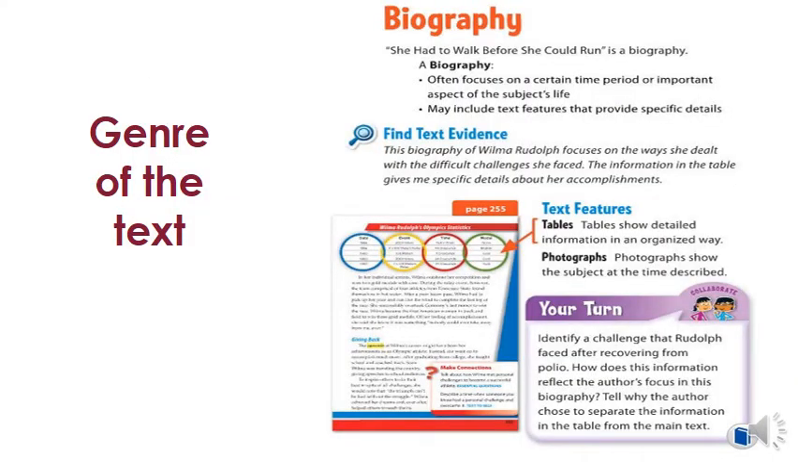Now let's move to the genre of the text. As you can see, the text is telling us the story of a certain woman, of a certain athlete. So the genre of this text is a biography, in which the biography focuses on a certain time or period or important aspect in someone's life, and this includes text features that provide specific details. So the biography of Wilma Rudolph focuses on the way she dealt with the difficult challenges she faced. We have many features, such as the photos that they showed us, such as the tables that they even showed the dates. The dates are specifically very important because they show us every event and the time that the event took place. So, as we said, this is a biography.